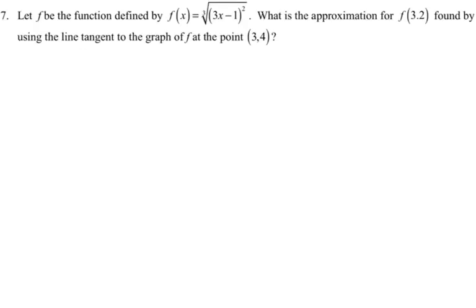Let f be the function defined by f of x equals the cube root of the quantity 3x minus 1, squared. What is the approximation for f of 3.2 found by using the line tangent to the graph of f at the point (3, 4)?